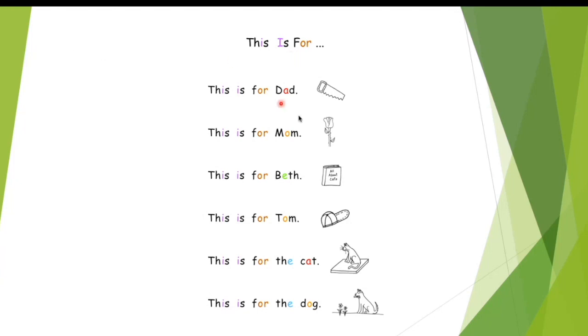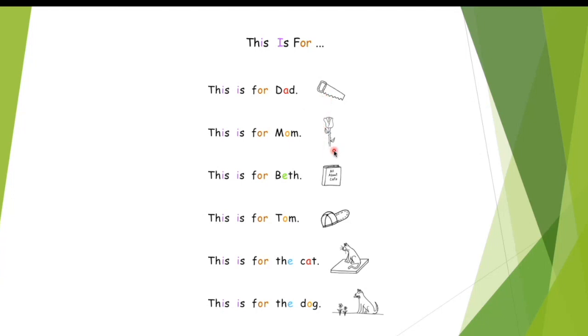For the first line, what is this one? This is a seesaw. What could be the one using the seesaw? Let's try to read the sentence. This is for Dad. So this seesaw is for Dad.